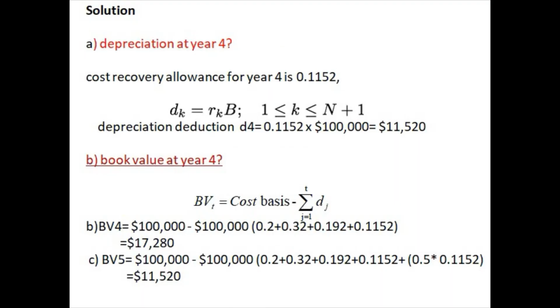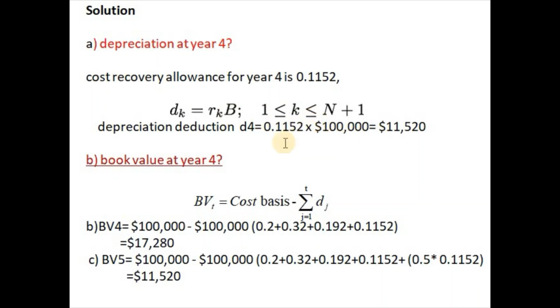Now I was asked to calculate depreciation at year 4. Okay, we agreed that this is depreciation, and K is the period. I want to calculate depreciation at year 4. So this is what I need to calculate. It is the recovery rate for year 4 multiplied by the cost basis. The cost basis is the original cost, which is the $100,000.